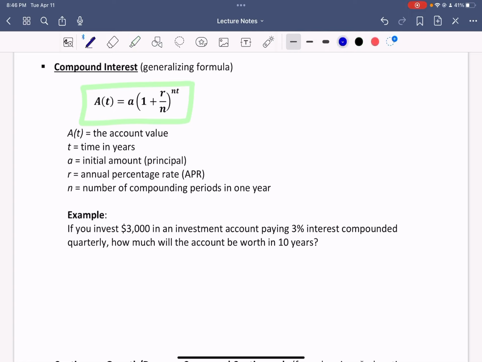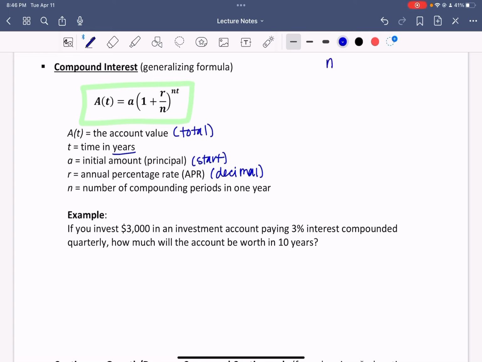A of T is your account value, or your total amount in that account. T is representative of your time in years. That's important to note. A, look, there's that lowercase a again that we've seen with exponentials. A is your initial amount. It's your principal amount, your starting amount, the amount you're going to borrow or invest. R is your annual percentage rate, APR. We want to make a note that this always needs to be written as a decimal, meaning it doesn't need to be a percentage anymore. And then N is the number of compounding periods in 1 year.